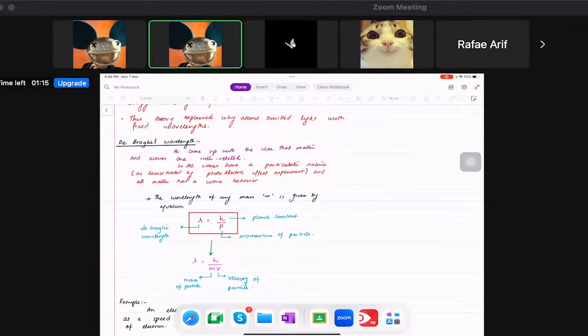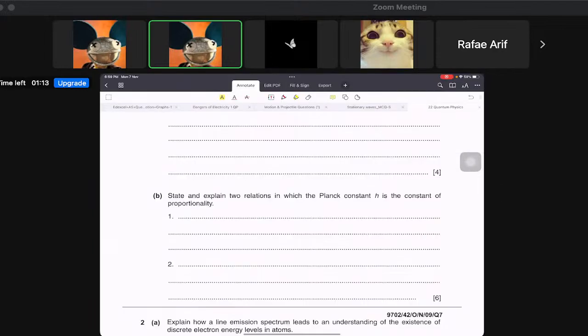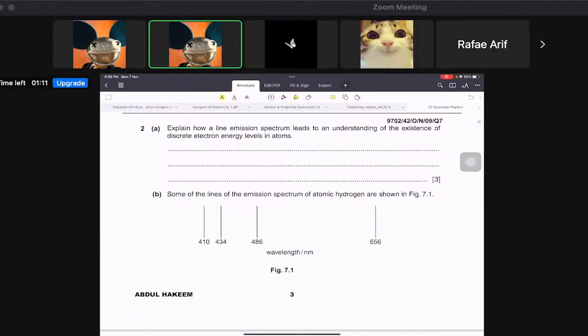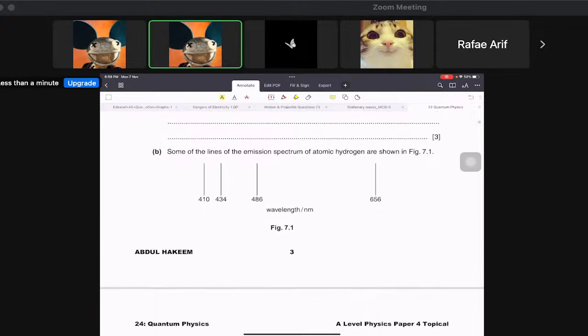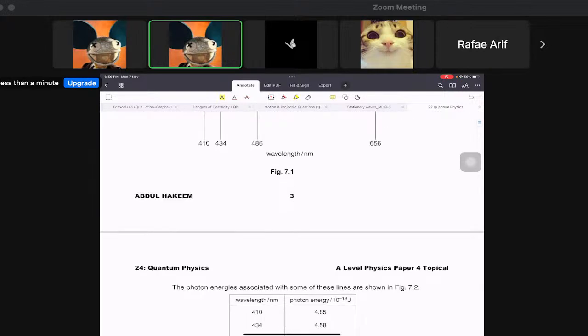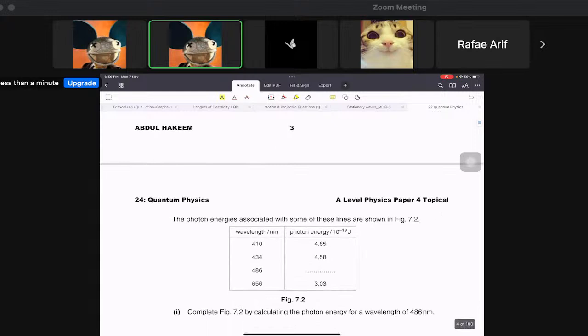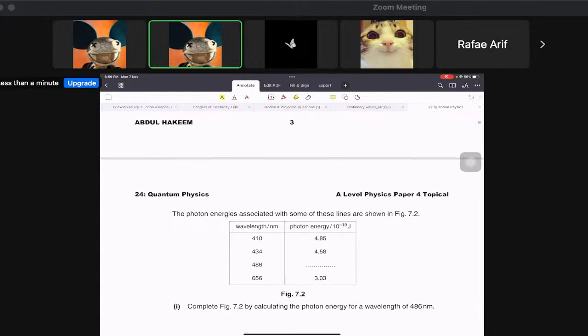Anyway, and then explain how a line emission spectrum leads to understanding of the existence of discrete electron energy levels. This is basically, I've written the 3-4 points. You've got to write it for the emission line spectrum as well. And then these are the wavelengths shown, and they say you need to find the photon energy. So E is equal to hc upon lambda. You can find the photon energy here, and so on and so forth.